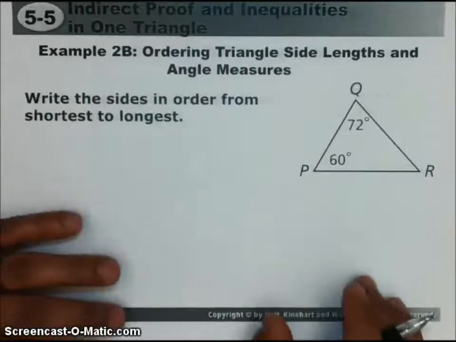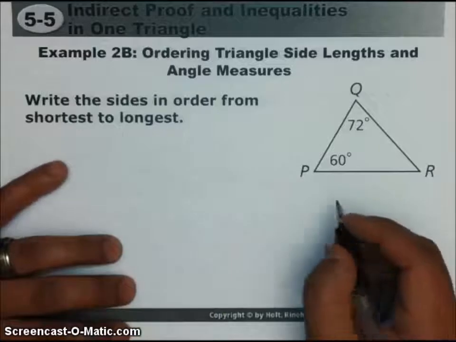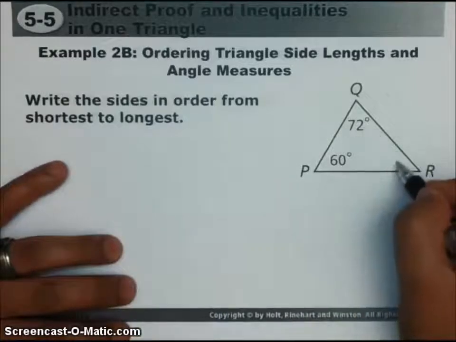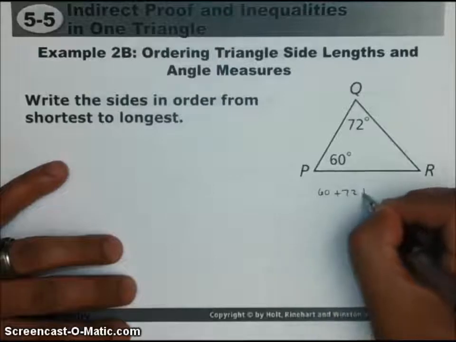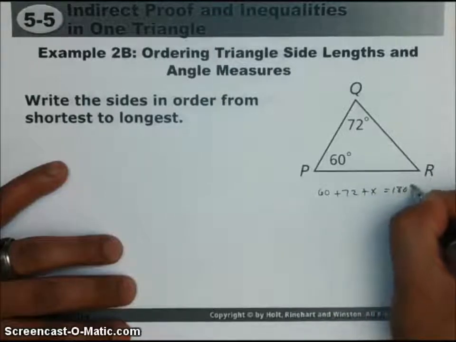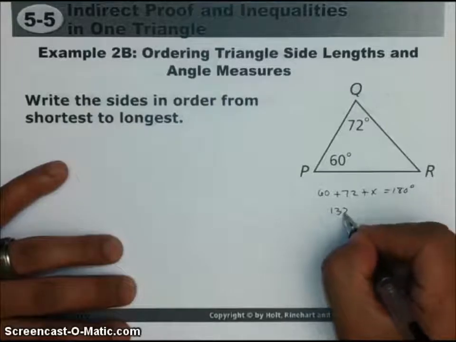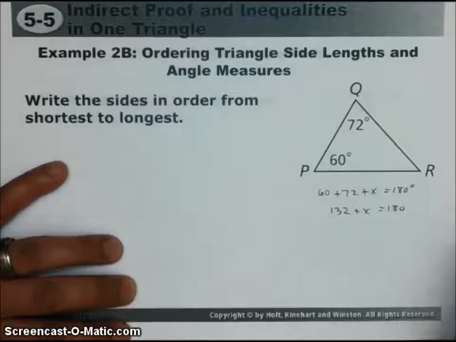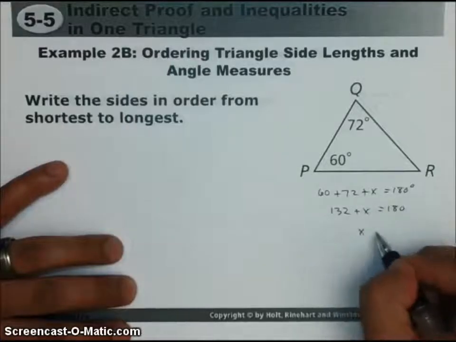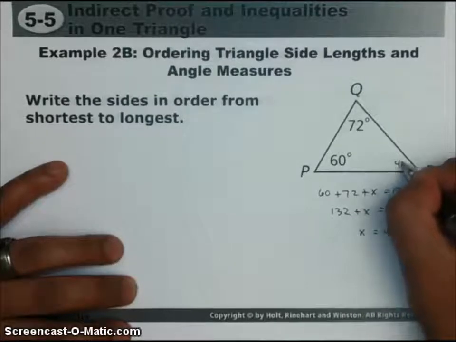All right, now we're going to do the same thing, but we're going to write the sides. So same idea, which means I need to figure out what this angle is first. So let's go ahead and do that. 60 plus 72 plus x has to be 180 degrees. We add that, that gives us 132. Subtracting, we get 48. So this up here is 48 degrees.